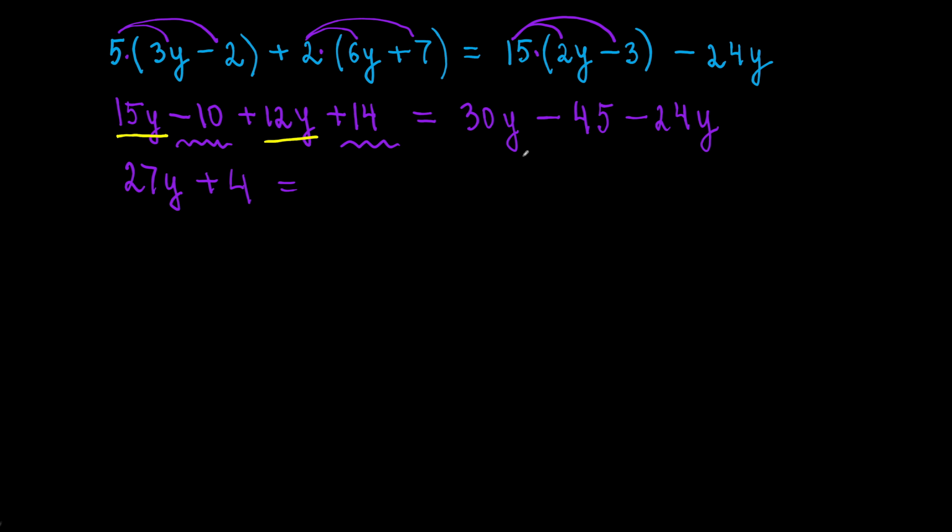Now let's look on the right side. Let's collect y's together. We have 30y minus 24y. So 30y minus 24y will be 6y. And we will bring down negative 45. It's getting smaller and nicer. I love it.